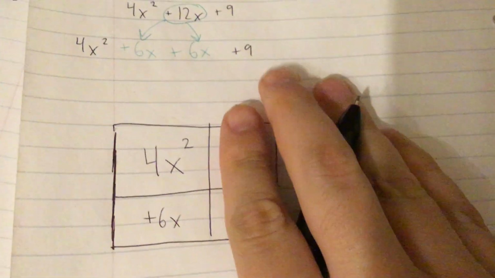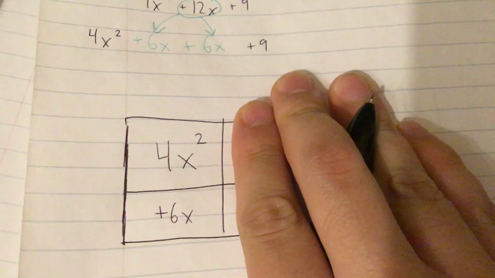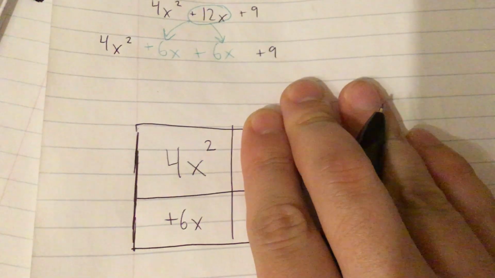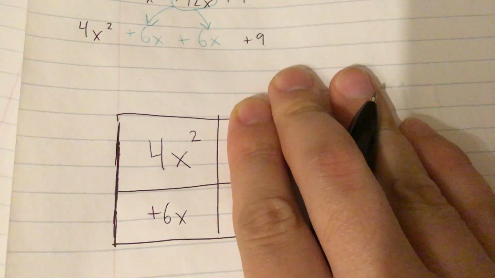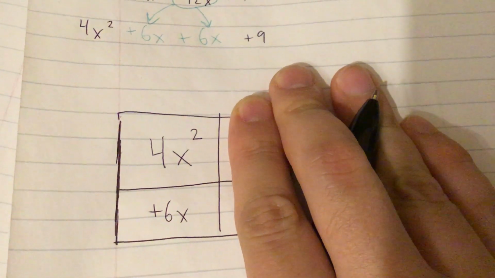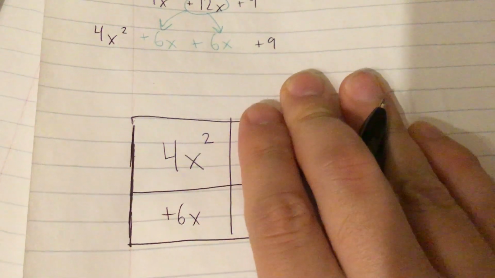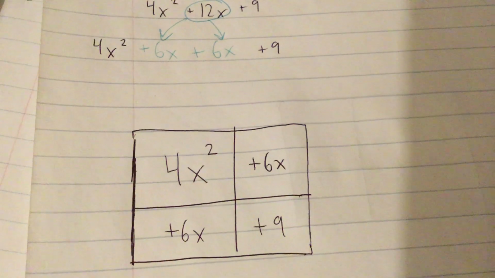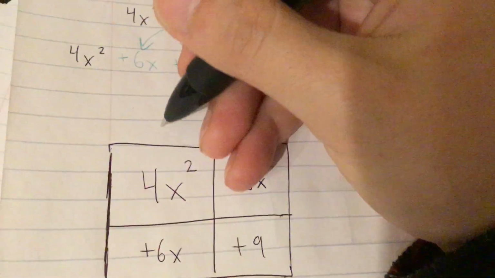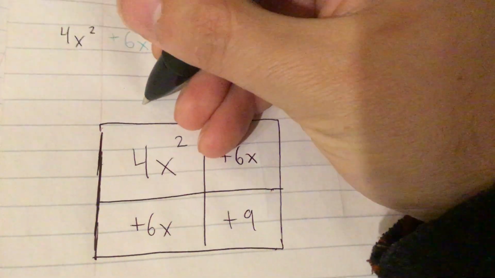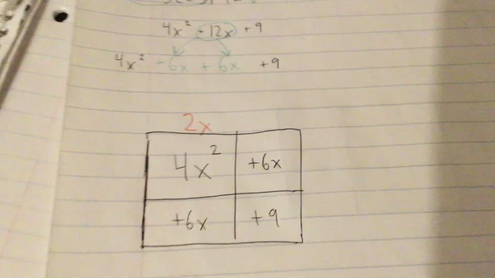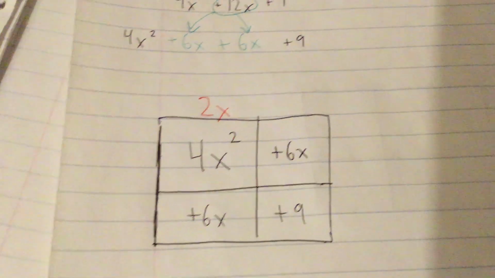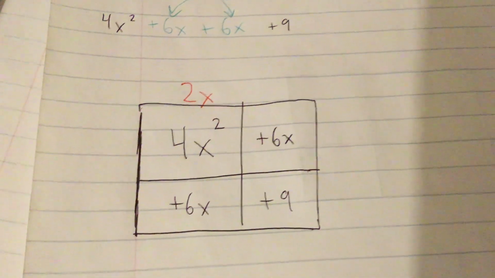I'm going to cover up the right column. Can I factor anything out of 4x squared and positive 6x? What number can I divide out of both of those? Well, the GCF of 4 and 6 is 2. X squared and x have an x in common, so the GCF of 4x squared and positive 6x is 2x. And now I'm going to expose the remaining 3 terms, and the rest of the problem is going to fall like a set of dominoes.